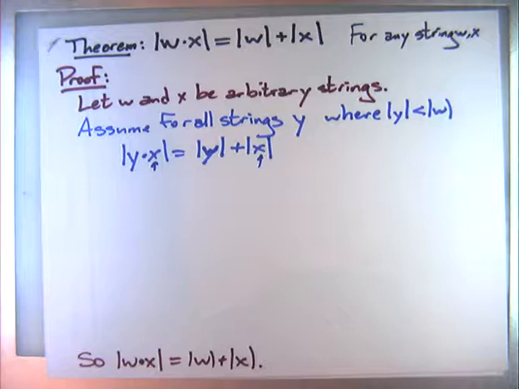I could also say, for all strings y that are shorter than w, and for all strings z, y.z has the length that I expect it to be. But that's stronger than I really am going to end up needing. It would be perfectly fine. It's just more than I need. Okay? So the form of the induction hypothesis itself sometimes depends on the definition of the thing we want to prove something about. Okay?